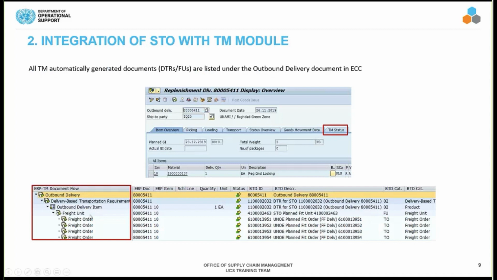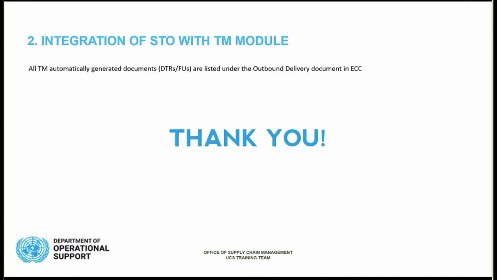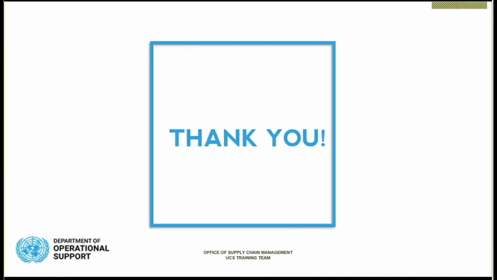And then you will see a series of documents created in the TM module, which are, for example, freight unit and a number of freight orders. Freight orders represent the legs of the routes. So depending on the issuing plant and storage location, receiving plant and storage location, TM is going to propose a route, and the route will have different legs, and the legs are represented as freight orders in the system. This is what I wanted to remind you about.